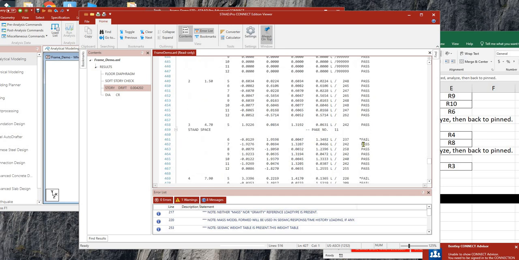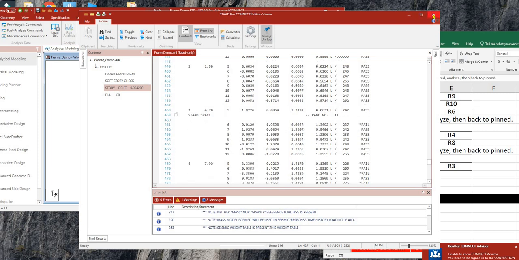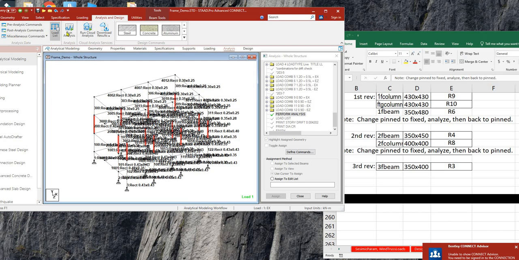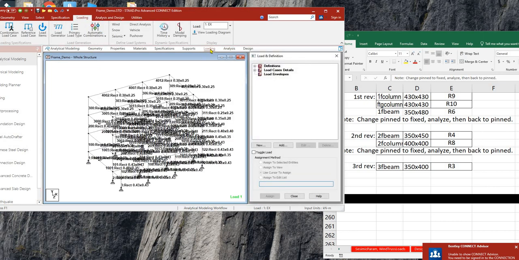Ngayon, yung nag-fail na yan is load combination 6. Now, let's look at load combination 6. Dito tayo sa analytical modeling. Tapos dito sa loading, load cases details, number 6, ayan siya, 1.2 dead plus 0.5 L plus earthquake Z direction. And ang Z direction, paganyan.